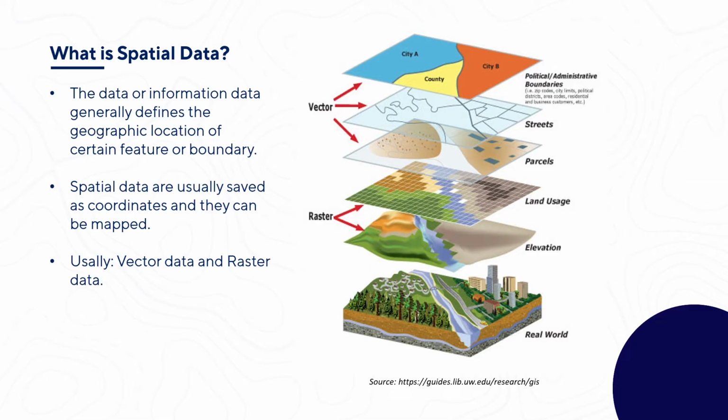The second point says spatial data are usually saved as coordinates. They are usually saved as coordinates, and they can be mapped. This coordinate can be mapped using some GIS software, and then you can visualize those geographic coordinates. So usually two types of spatial data are there: vector data and raster data.